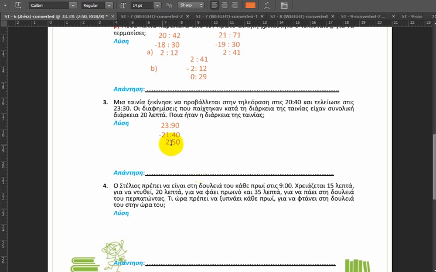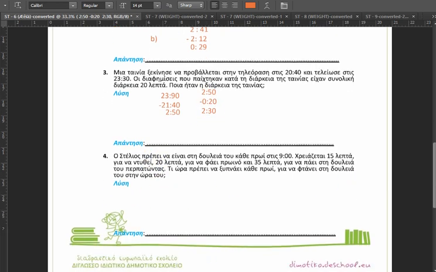So the whole thing lasted 2 hours and 50 minutes, but out of those 2 hours and 50 minutes, 20 minutes was commercials. So I'm going to need to do 2 hours and 50 minutes minus 0 hours and 20 minutes. So this would give me 2 hours and 30 minutes. Because 50 take away 20 is 30. And I'm not subtracting any hours, so 2 hours and 30 minutes.